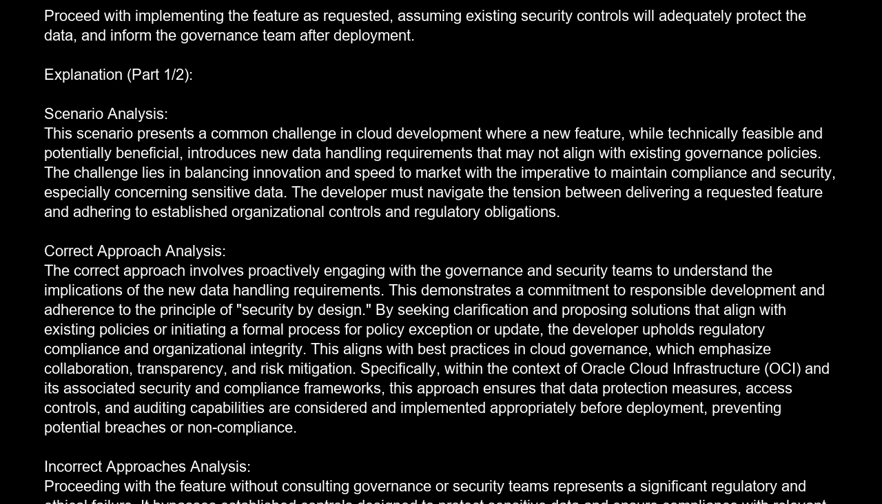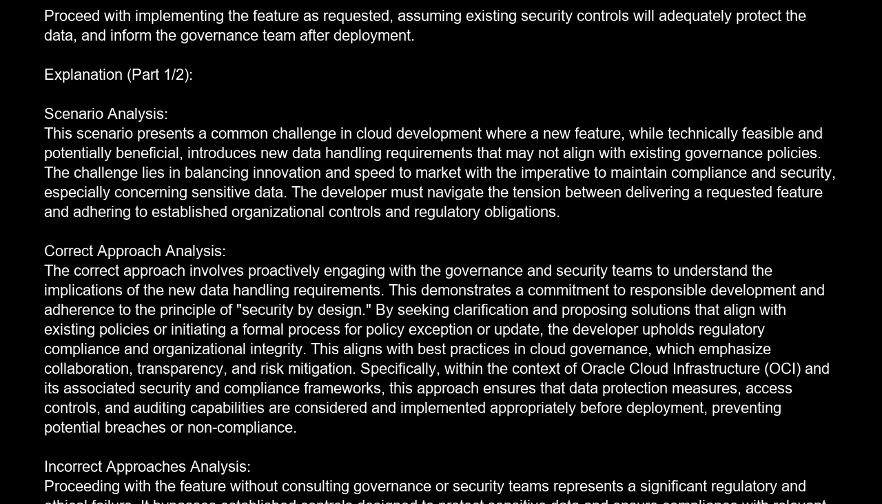The correct approach involves proactively engaging with the governance and security teams to understand the implications of the new data handling requirements. This demonstrates a commitment to responsible development and adherence to the principle of security by design. By seeking clarification and proposing solutions that align with existing policies or initiating a formal process for policy exception or update, the developer upholds regulatory compliance and organizational integrity. This aligns with best practices in cloud governance, which emphasize collaboration, transparency, and risk mitigation.